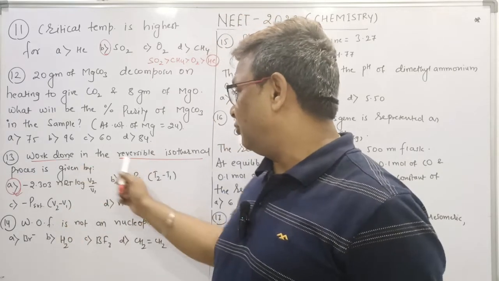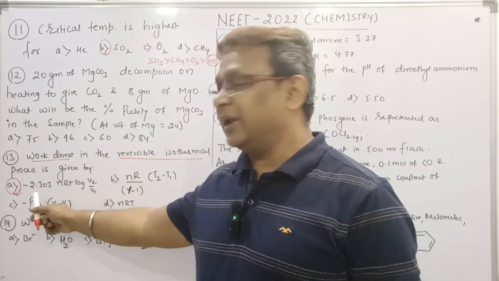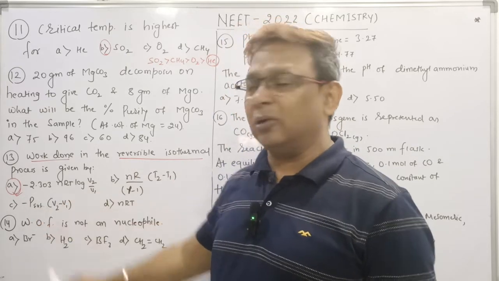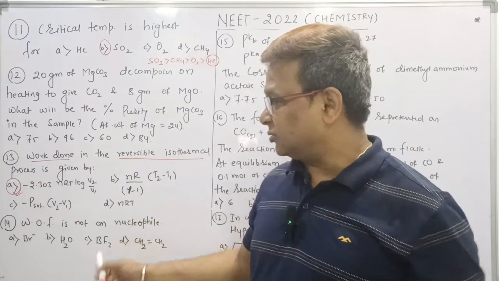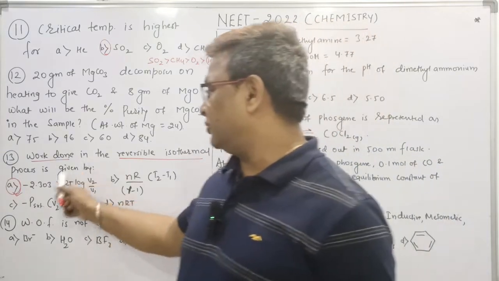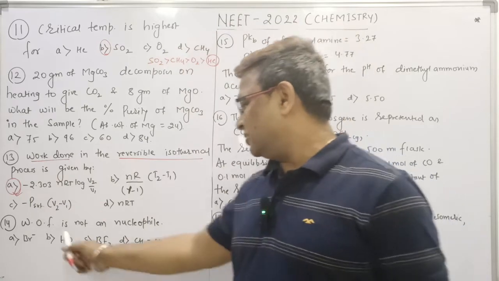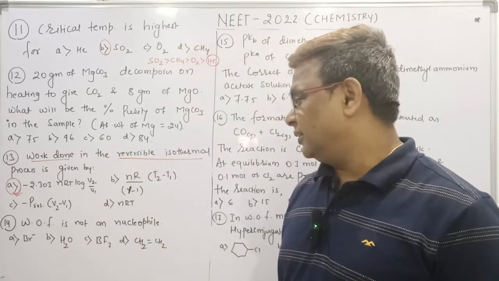But if it is W for reversible isothermal, it is minus 2.303 nRT log V2 by V1. But here PV equals nRT, the Poisson ratio will come differently. So the answer for this one is A. Next: which of the following is not a nucleophile?